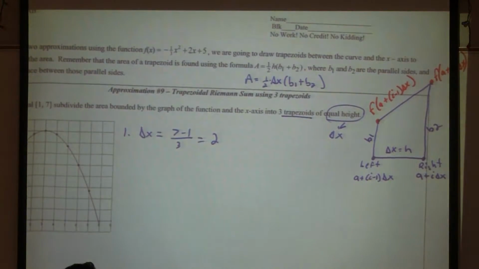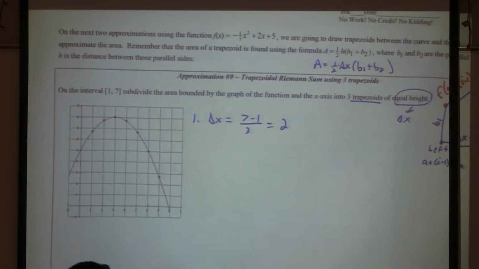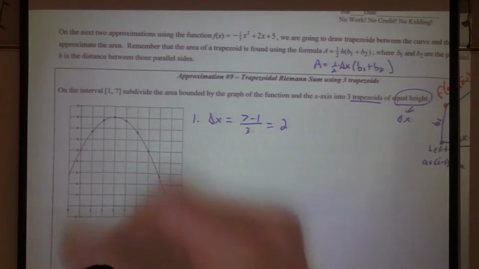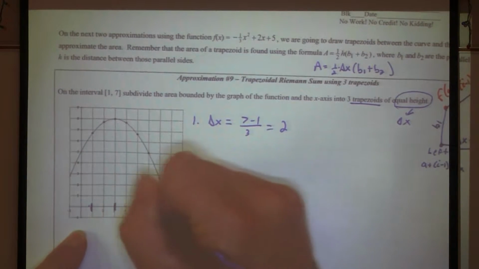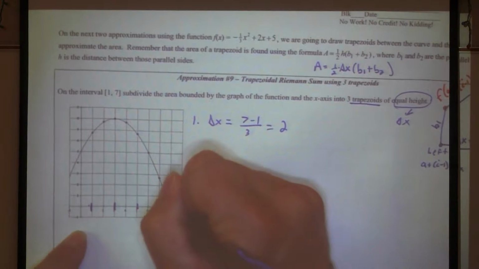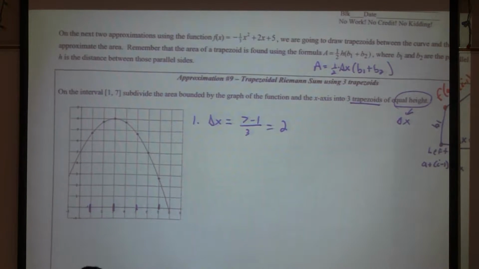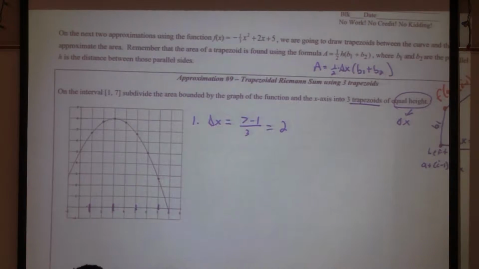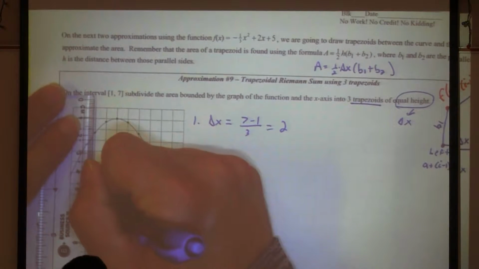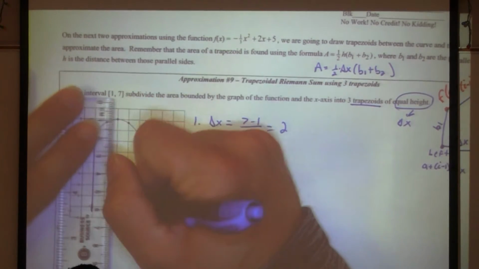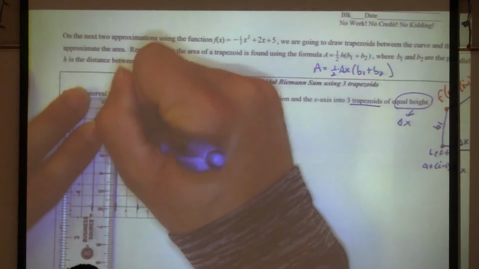Good? Let's come over here and let's draw our trapezoid. So it starts at 1, we have a height of 2, so we go to 3, height of 2, we go to 5, height of 2, we go to 7. At each endpoint, you need to go all the way to the curve, because those are going to be my bases. So I'm going to go from here all the way up until I touch my curve. From here all the way up until I touch my curve.